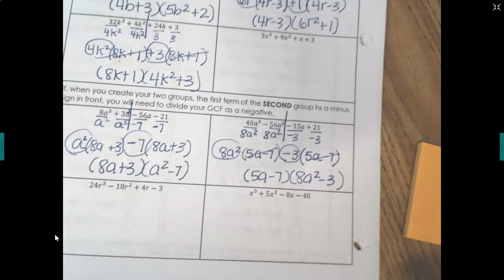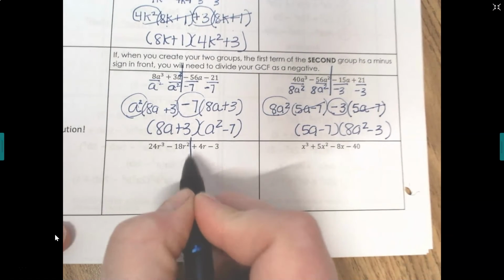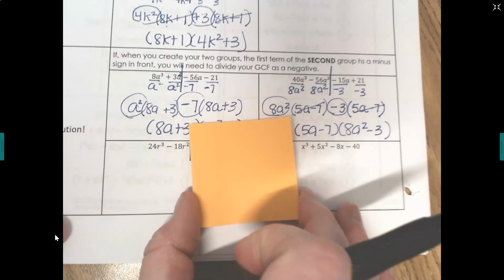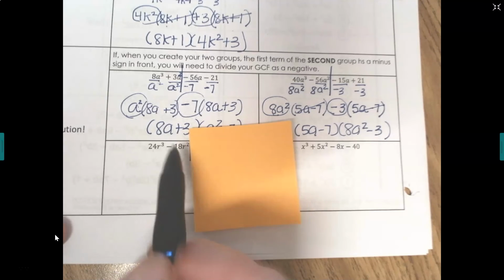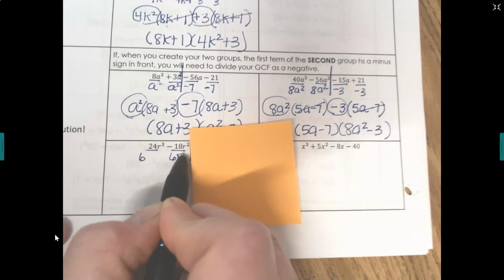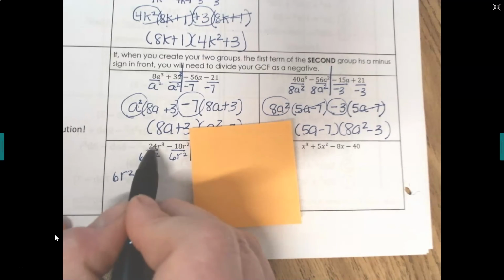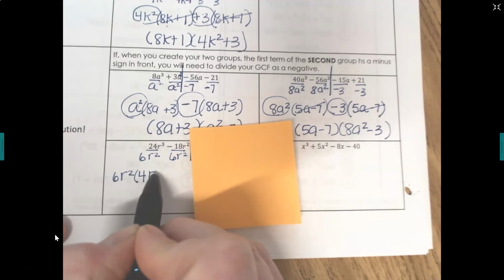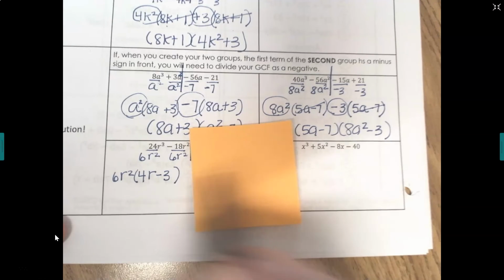Alright, we'll try one more. We'll use the bigger numbers so we keep getting easier to practice with some bigger numbers. I'm going to divide between the second term and the third term side. Doesn't matter which side we do first. 24 and 18 share a 6 in common. R squared is the smaller of the variable, so my GCF is 6r squared. 24 divided by 6 is 4. R cubed divided by r squared is just r. Negative 18 divided by 6 is negative 3, and my r squareds cancel.